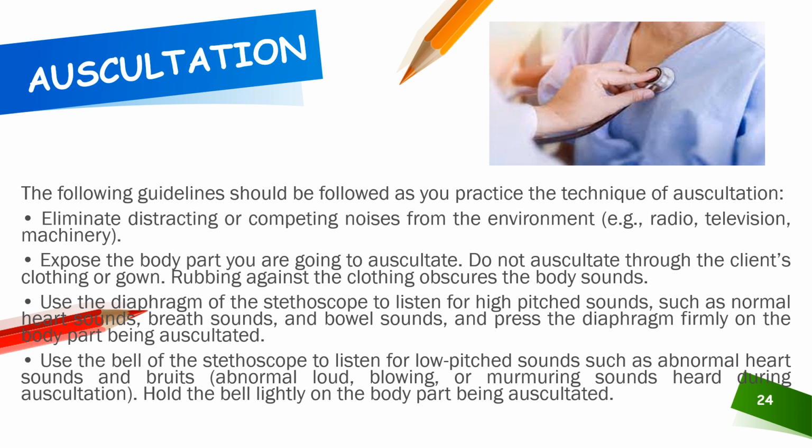Use the diaphragm of the stethoscope to listen for high-pitched sounds such as normal heart sounds, breath sounds, and bowel sounds, and press the diaphragm firmly on the body part being auscultated. Use the bell of the stethoscope to listen for low-pitched sounds such as abnormal heart sounds and bruits. Hold the bell lightly on the body part being auscultated.